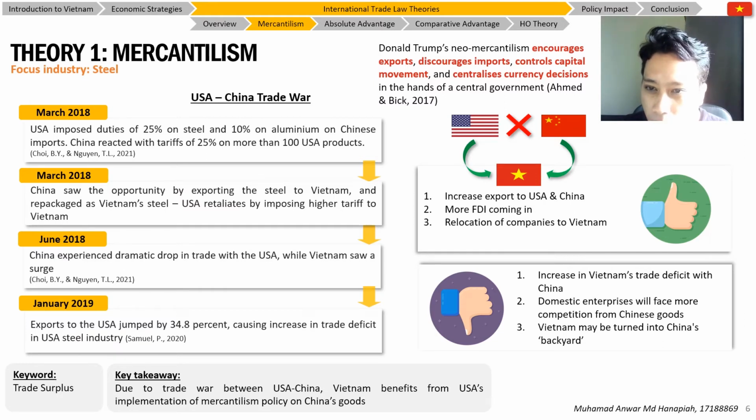However, the trade war also has a negative impact on Vietnam, especially when China boosts its exports to Vietnam. This will result in an increase in Vietnam's trade deficit with China, and it will also cause more competition from Chinese goods for Vietnam's domestic enterprises. Another concern is that Vietnam may be turned into China's backyard, which may result in adverse consequences, as Chinese ministers may seek to move obsolete technologies out of their country to reduce pollution, so it will be difficult for Vietnam to avoid receiving these outdated technologies. Furthermore, by being seen as China's backyard, Vietnam also runs the risk of being subject to more punitive measures from the US in the future.